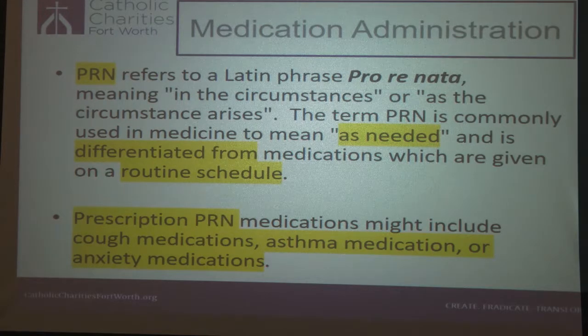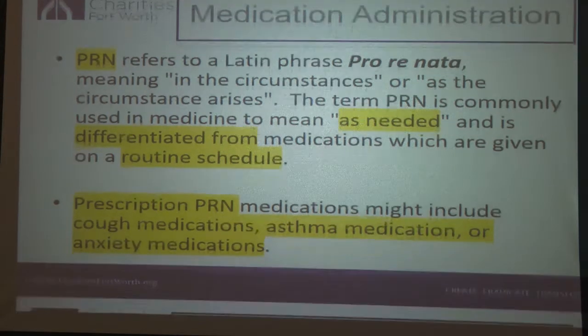If it's for something that's just short term, they're having sinus issues, and it's taken as needed for those, and once it's cleared up, then you will stop that. Prescription PRN medications might include cough medications, asthma medication, or anxiety medications, and they're only given as needed. When the cough stops, then you stop the medication. When the asthma symptoms are relieved, then you stop the medication.